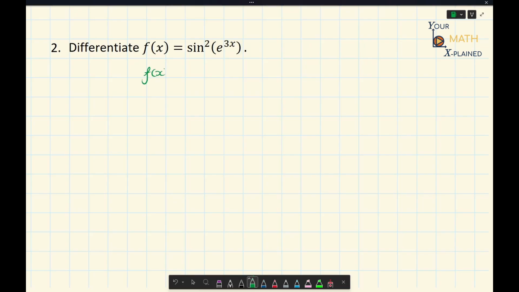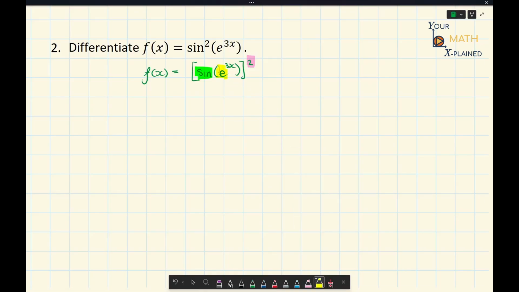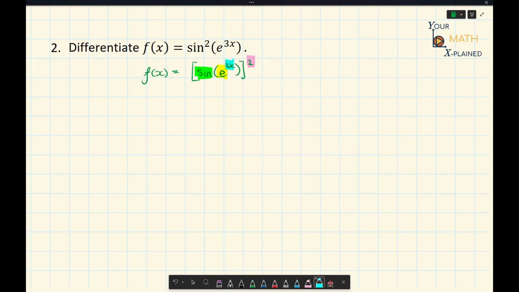So f of x is equal to, sine squared is really just sine of e to the power of 3x, and then it's this entire thing squared. So now we can see that our outsidemost layer is squared. The next layer in is our sine. And then the next layer in is the exponential function e. And finally, the insidemost layer is 3x. So let's go ahead and work our way in.